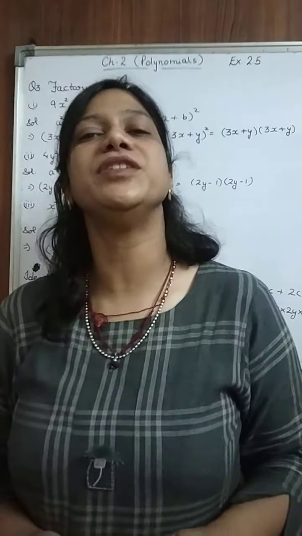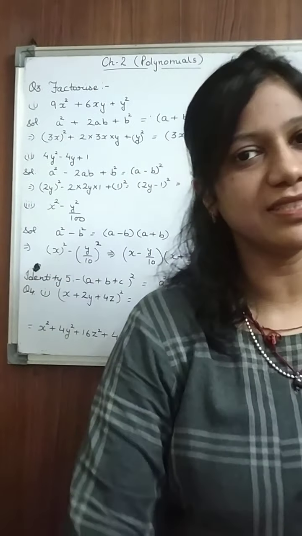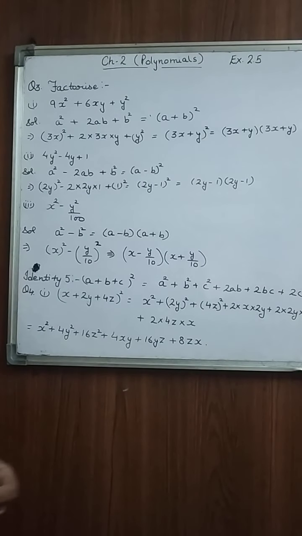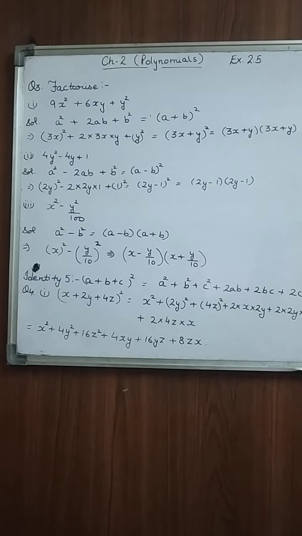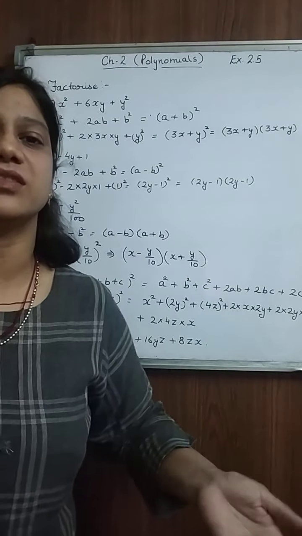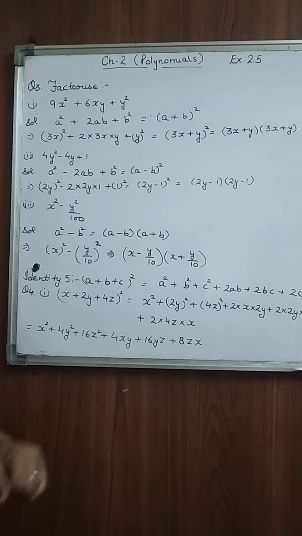Today we are going to continue our exercise 2.5. In exercise 2.5 we have discussed the first and second questions. Today let's start the third question. It is given to you: factorize. Factorize we have already discussed. Factorization: we have 9x square plus 6xy plus y square. If you remember, in the 8th class your chapter 14 was the factorization and your chapter 2 was the expansion. So today we are going to discuss factorization in the third question.